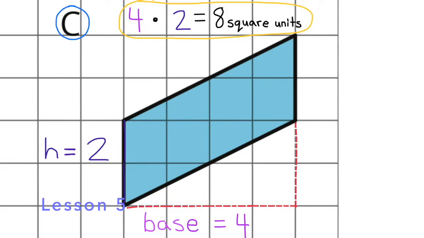We don't have to rearrange figure C. We can just locate its base and its height. Its height will be at a 90-degree angle in relation to its base. Here we can see it has a height of 2 and a base of 4. 4 times 2 equals 8. Its area would be 8 square units.